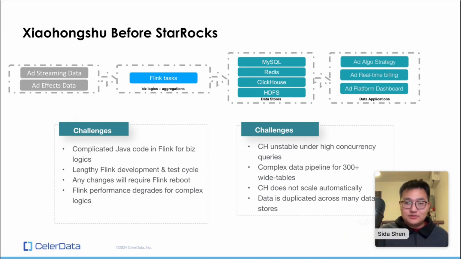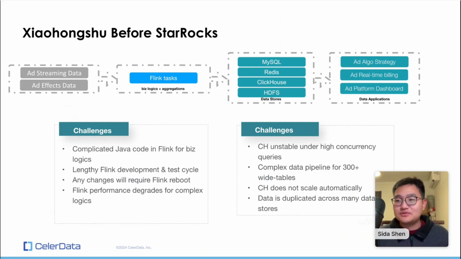And their Flink was under a lot of pressure, so the performance degraded a lot for those complex pre-computations plus the business logic, right? Everything was on Flink. Flink is a great tool, but if you put too much pressure on it, it just doesn't work. That's the same for every other tool out there, right? And there are other challenges too, right?